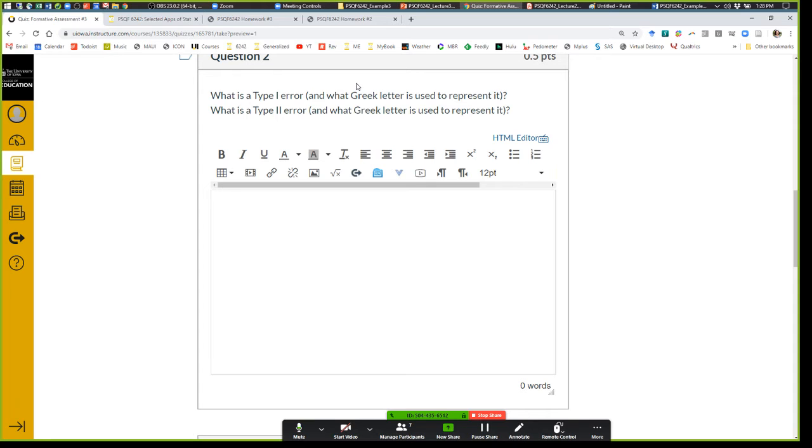Type 2 error then, it's related to power. 1 minus type 2 error is power. But what is a type 2 error? What kind of decision problem have you created? You retained the null, but you weren't supposed to. You missed something. You said, I don't got anything. It's well within expected, but really it was unexpected. That's a type 2 error.